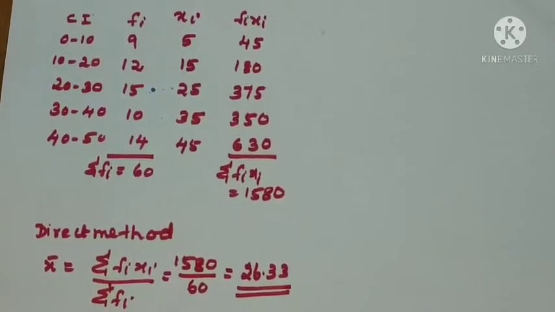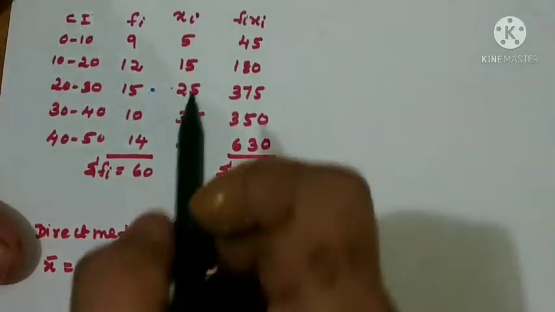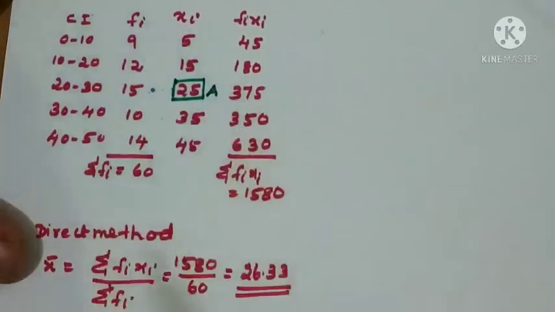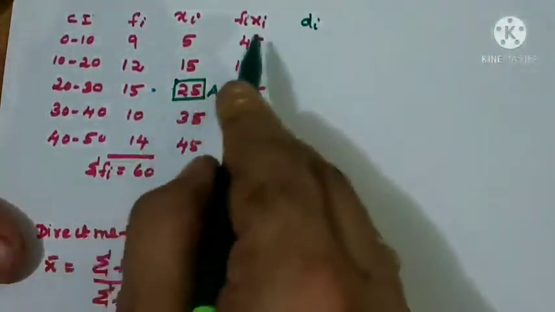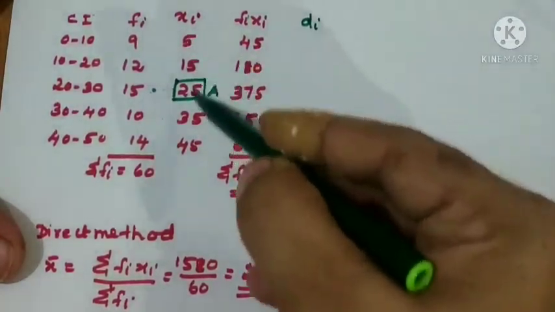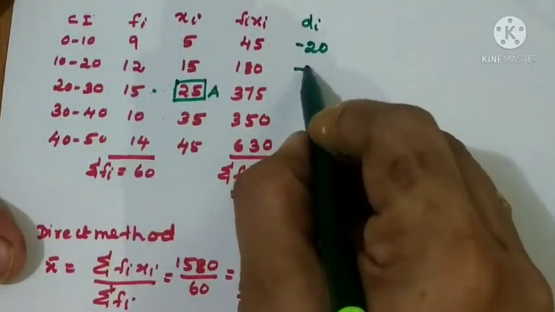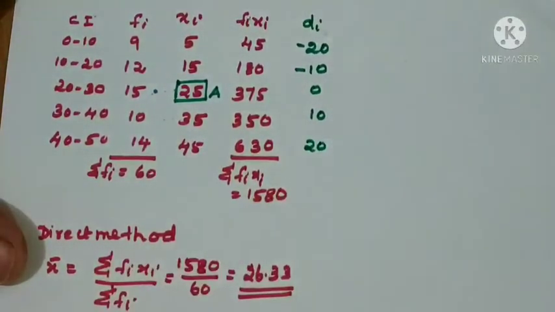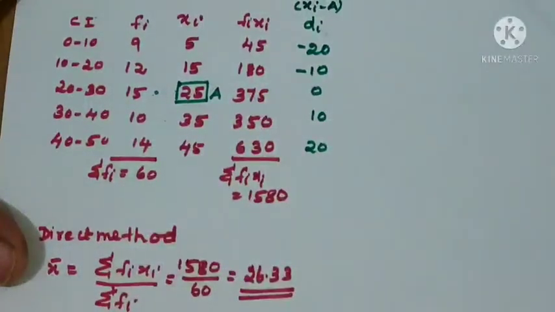Now let us go for the second method. Already we have the column fi xi. Xi we have calculated. I am marking the assumed mean as 25. 25 is the middle one, right? So we have chosen 25 as the assumed mean. What is the next column? Di. What is the formula? Xi minus a. So 5 minus 25 is minus 20, 15 minus 25 is minus 10, 0, then 10, then 20. Anybody not remembering this formula, I'll write it here: xi minus a.